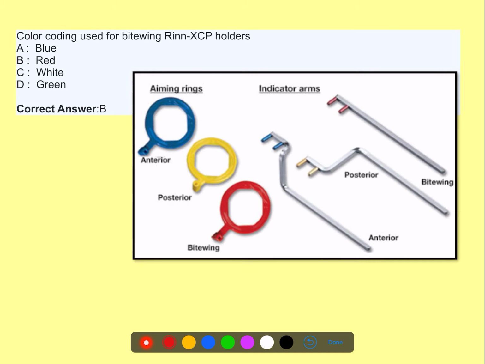These are the color codings for RINN XCP holders. For bitewing, we will use red. The question was given for bitewing. For bitewing, it is red. For anterior, it is blue. For posterior, it is yellow.